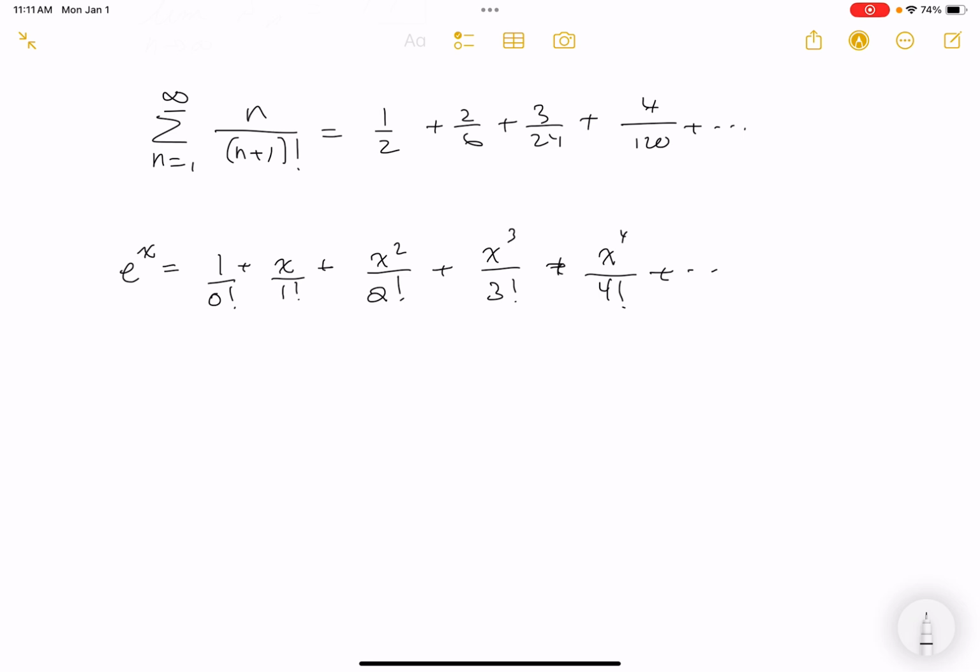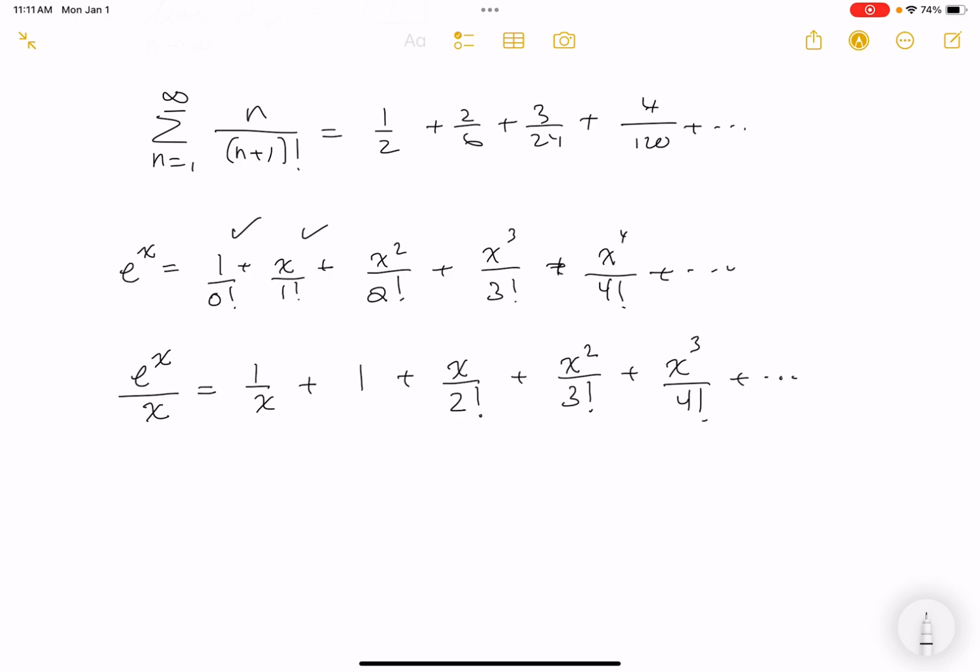So what I'm going to do now is write this over here, e to the x over x. Now let me write this down. And what are you going to get? The first term would be 1 over x. Then you get, again, I'm dividing these terms by x, by the way, 1. Then you would get x over 2 factorial. Then you would get x squared over 3 factorial. Then you would get x cubed over 4 factorial plus yada, yada, yada. It goes on forever.